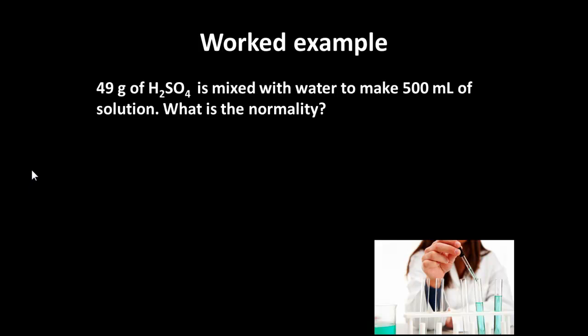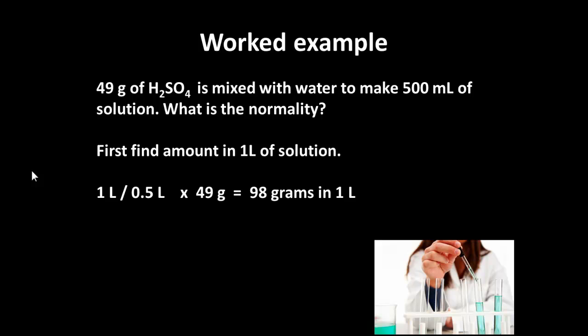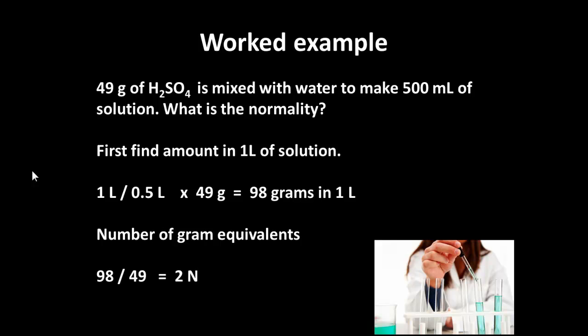And here's another little worked example for you. 49 grams of sulfuric acid is mixed with water to make 500 mils of solution. So what's the normality of it? First I need to find the amount in 1 litre of solution. So 1 divided by 0.5 multiplied by 49 gives 98 grams. There would be 98 grams in a litre. So how many gram equivalents have I got? Well, it's 98 divided by 49, which comes to 2. So my solution is twice normal.